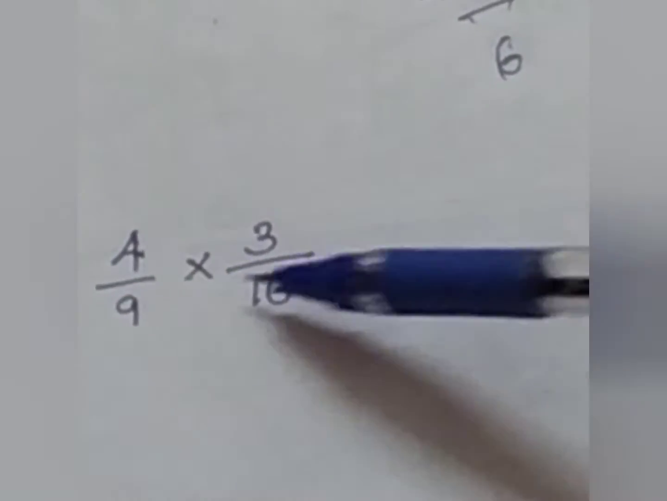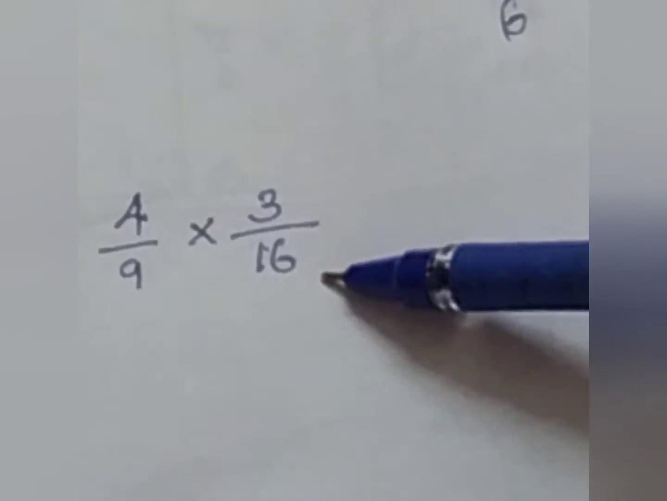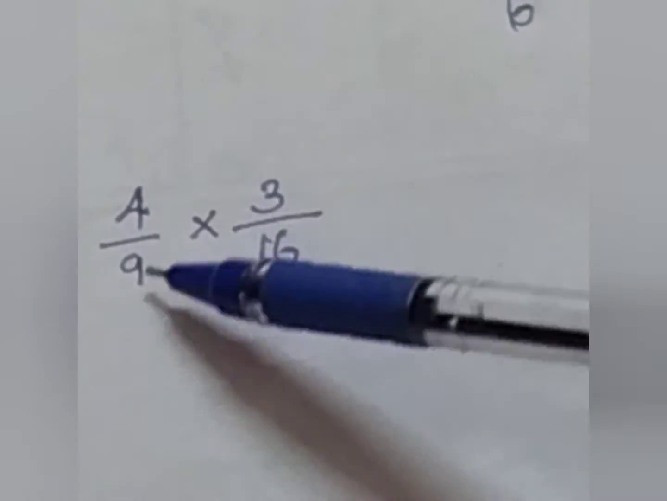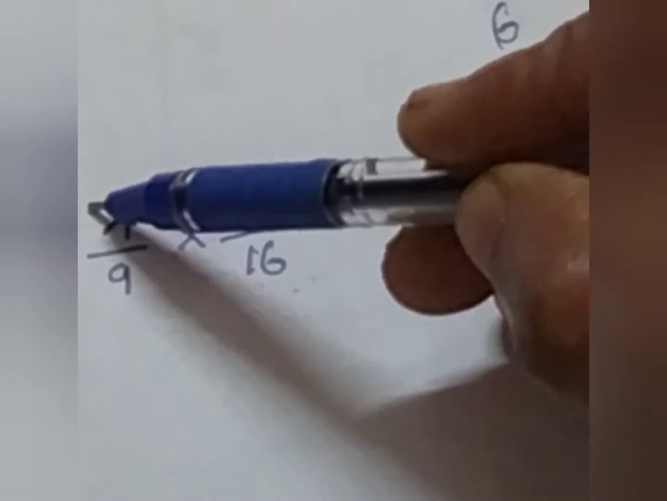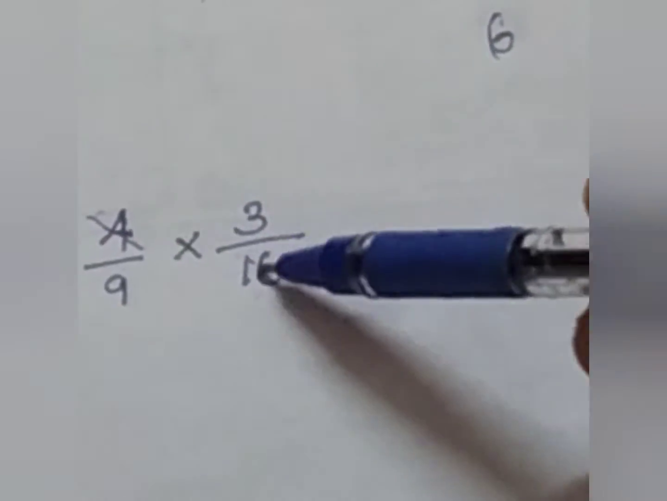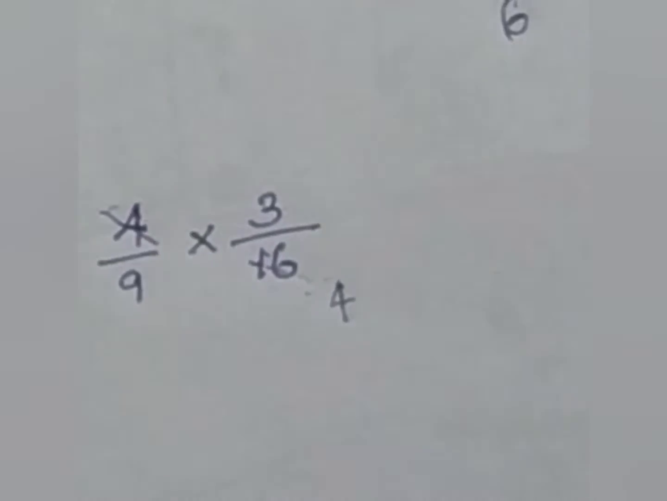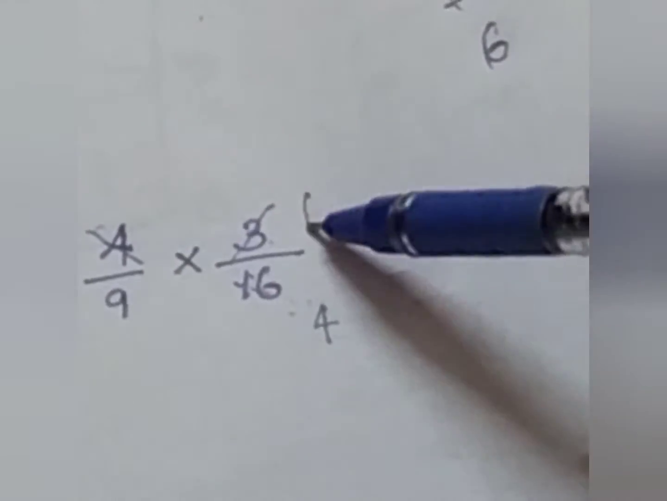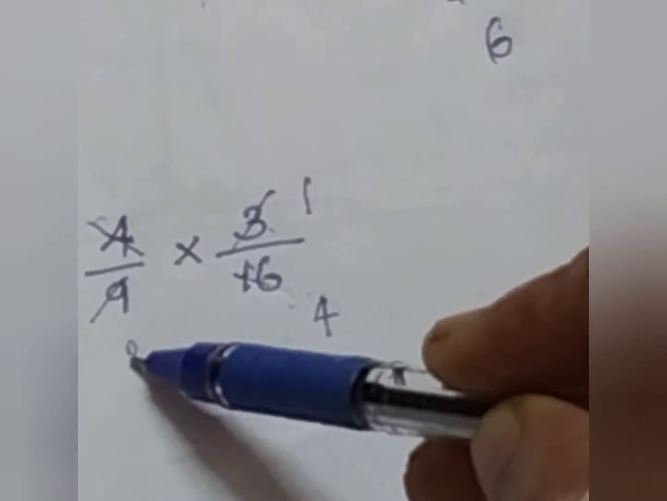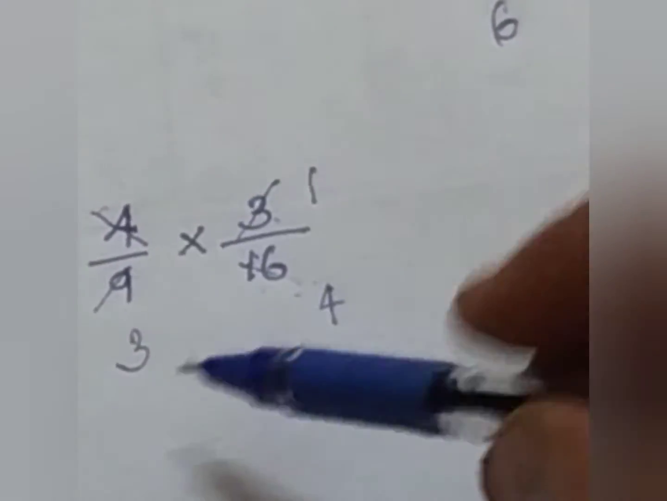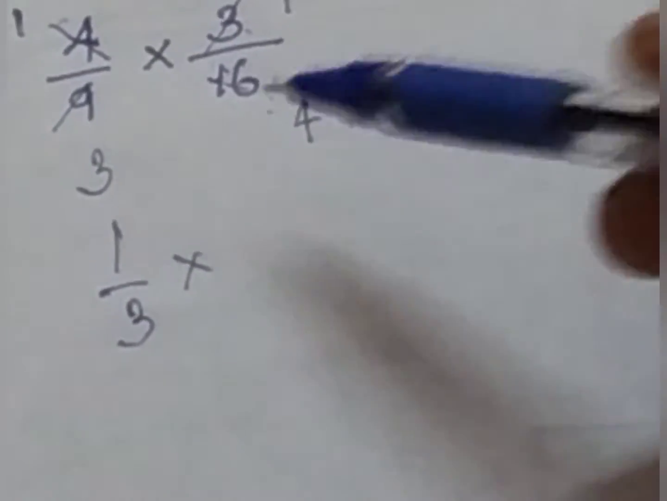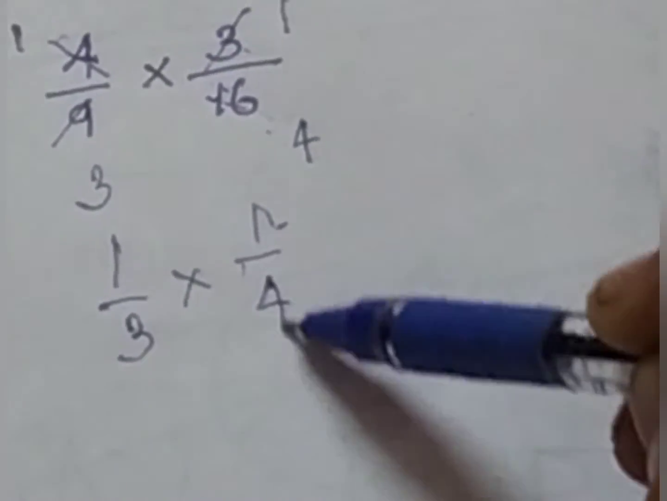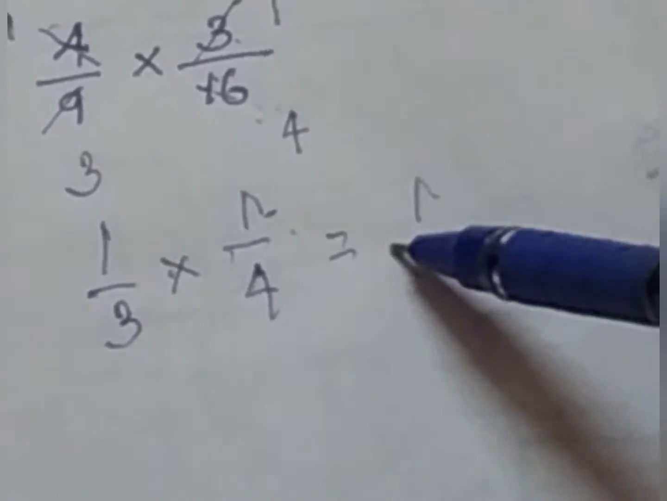Look at the next question, 4 by 9 into 3 by 16. Here both the fractions have common factors, that is 3 and 9, 4 and 16. 4 ones are 4, 4 4's are 16. Same way, 3 ones are 3, 3 3's are 9. The fraction became 1 by 3 into 1 by 4. Now on multiplying, 1 into 1 is 1, 3 into 4 is 12.